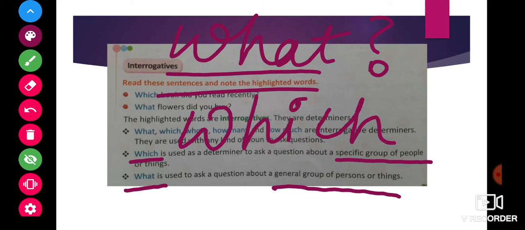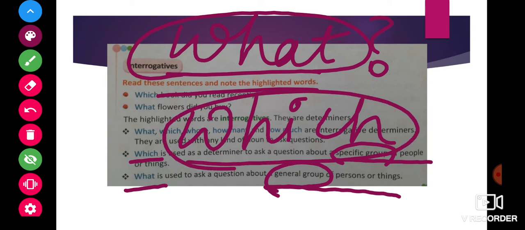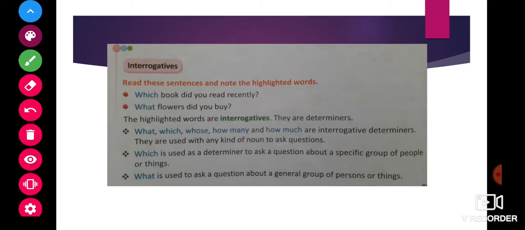So when we go into the mall, there's a huge variety of things we can buy. So in that case we use what for a general group or general persons. But when we are looking at snacks, snacks is a specific group. So for that specific group we use which.